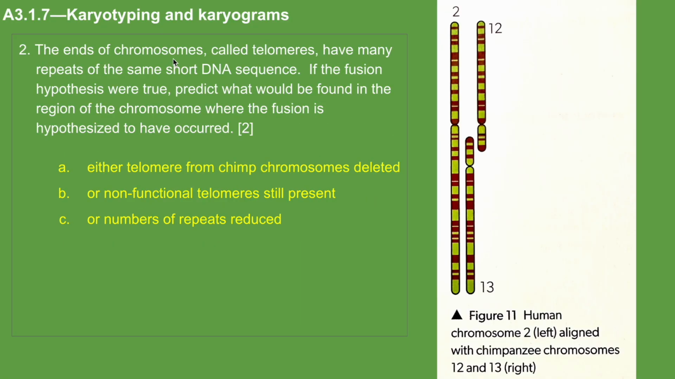We are then told that the ends of chromosomes called telomeres have many repeats of the same short DNA sequence. If the fusion hypothesis were true, predict what would be found in the region of the chromosome where the fusion is hypothesized to have occurred. And so, if we had fusion right here, and these were highly repetitive sequences called telomeres, what would have happened to those sequences? Well, either telomere could have been deleted, there could still be non-functional telomeres present, or the number of those repeats could have been reduced in order to go from these 2 to this 1.